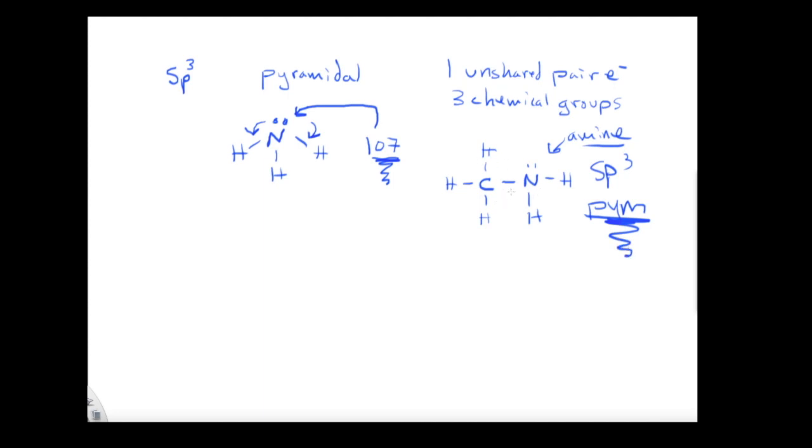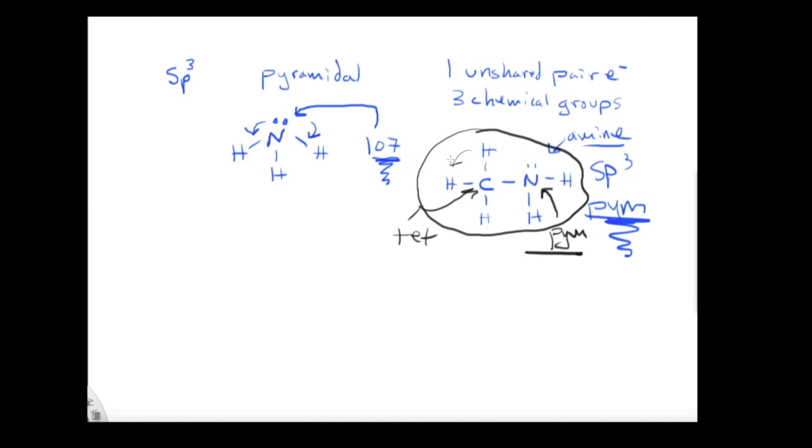So to put some of this together as we move through this, this carbon right here is tetrahedral, and the nitrogen is pyramidal. So now you have a way of visualizing this molecule in your mind, where these bonds out here are 109.5, and the bonds that go to the two hydrogens here and then the methyl group are 107.